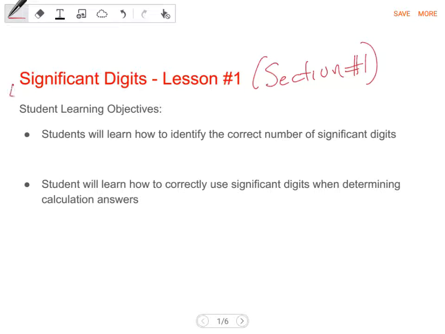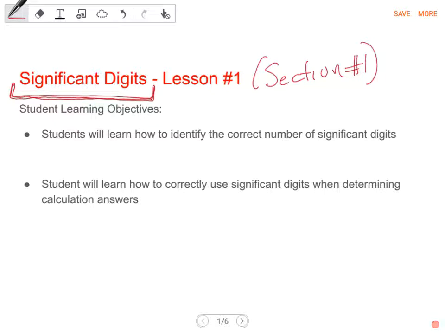Now, significant digits are something that are going to creep up now into science courses throughout high school and to university. The student learning objectives: students will learn how to identify the correct number of significant digits. Students will learn how to correctly use significant digits when determining calculation answers.